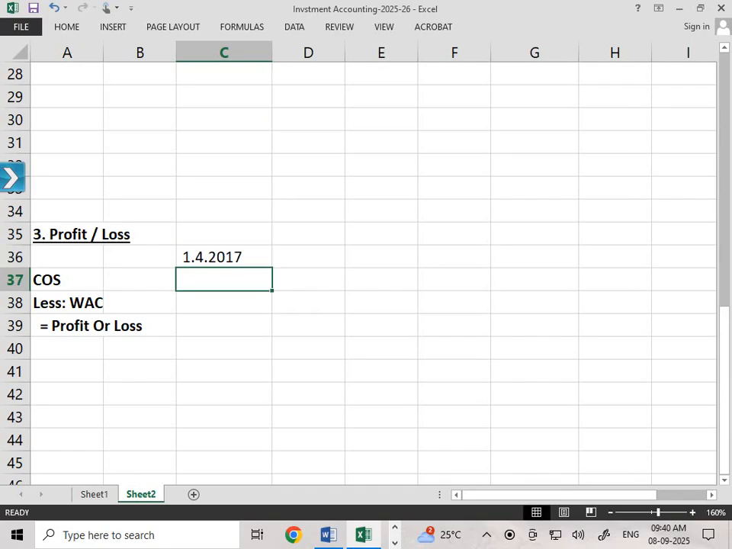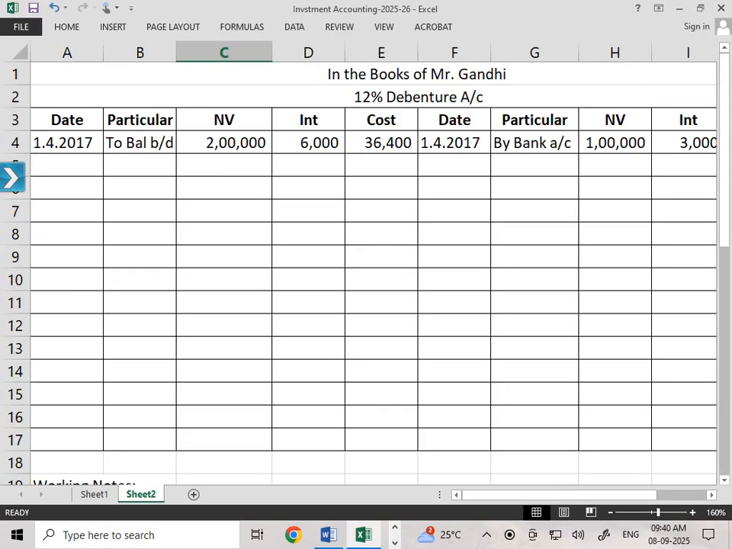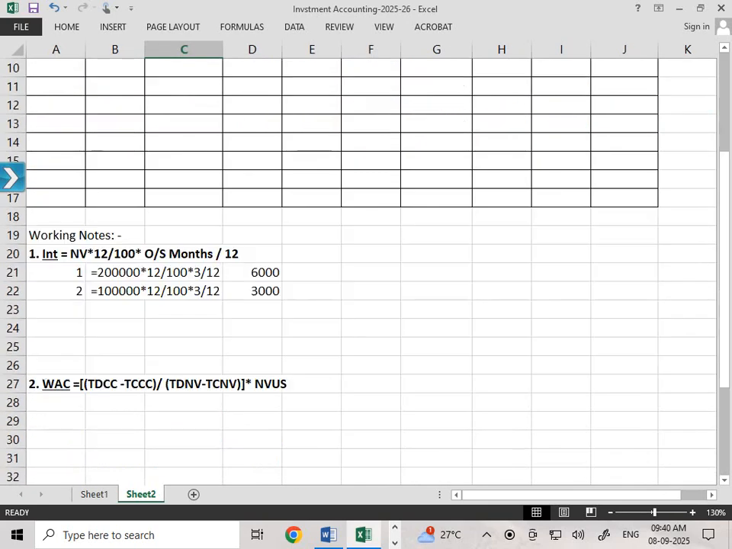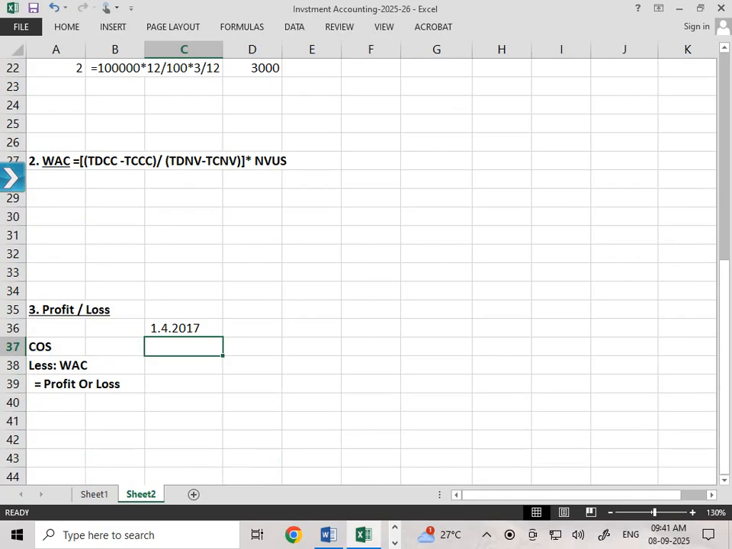So here the cost we have calculated. How much cost is there? Cost is 95,000. So here 95,000. Now we have to calculate the weighted average cost. So working number 1, or you can write the date of the transaction, 1/4/2017. How to calculate now?